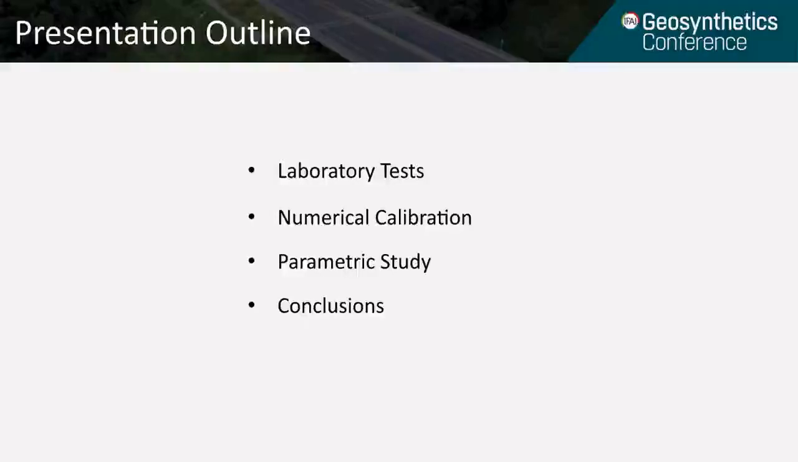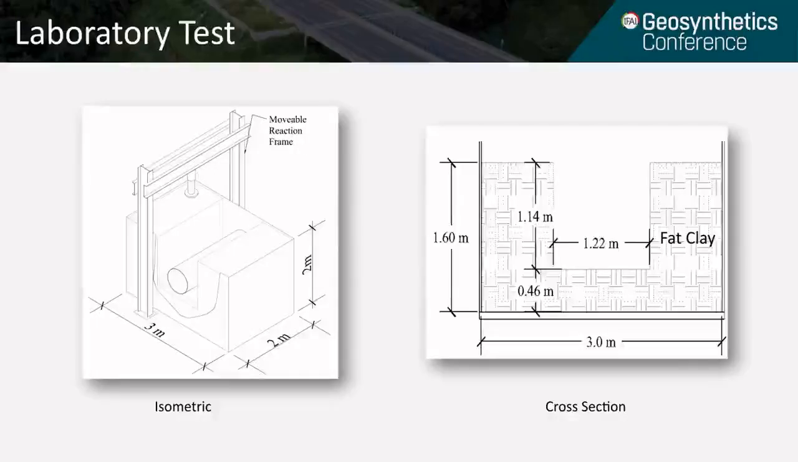This is the presentation outline. We will cover laboratory tests, a numerical calibration of the laboratory tests, a parametric study based on the numerical calibration, and finally, conclusions. Full-scale laboratory tests were performed at the University of Kansas.